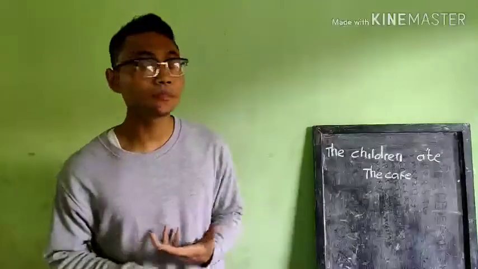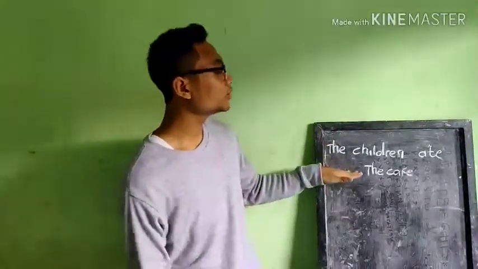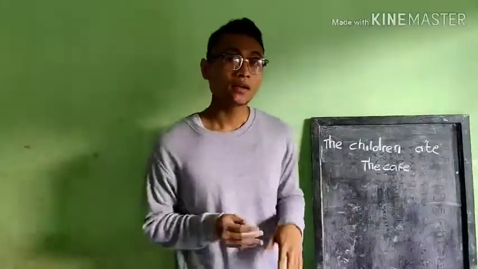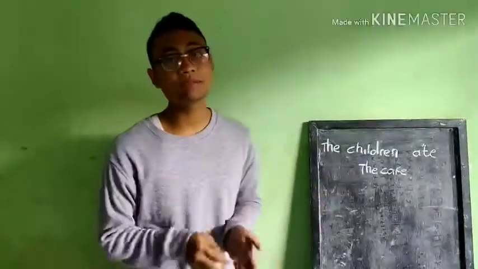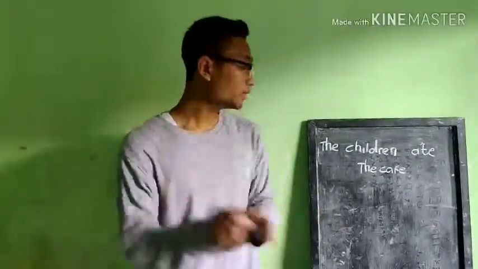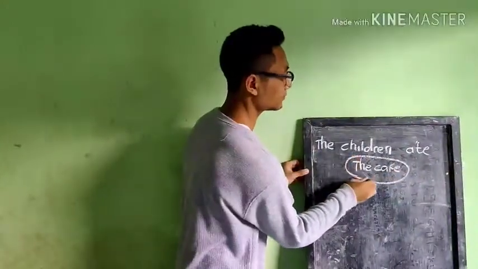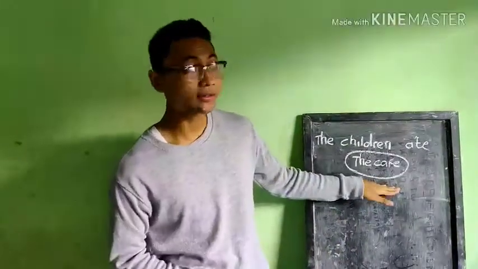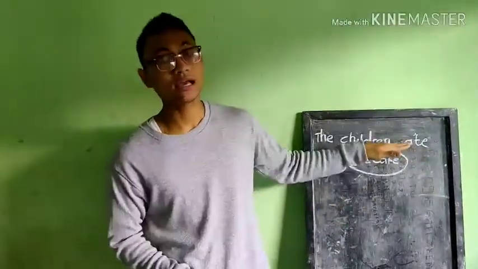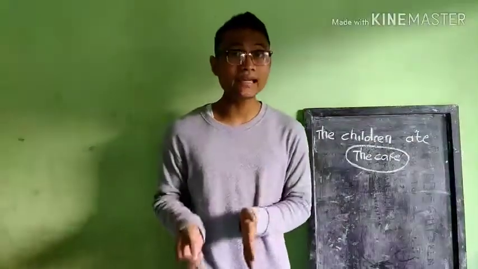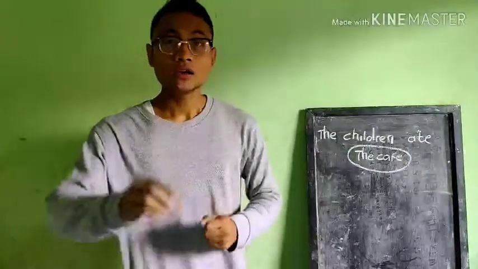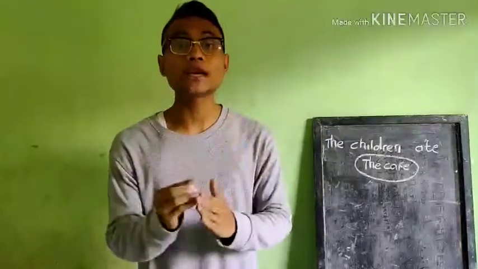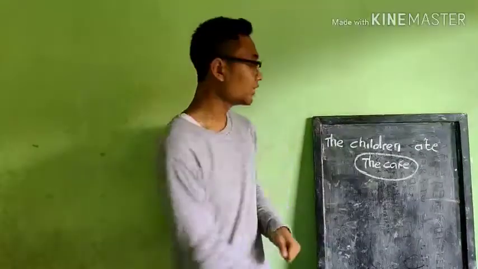The example could be, the children ate the cake. That was the active voice. But when we want to change it to passive voice, we just use the object as the subject, like the cake was eaten by the children. When you want to use the passive voice in your sentence, you should emphasize the object of your sentence. Like this.